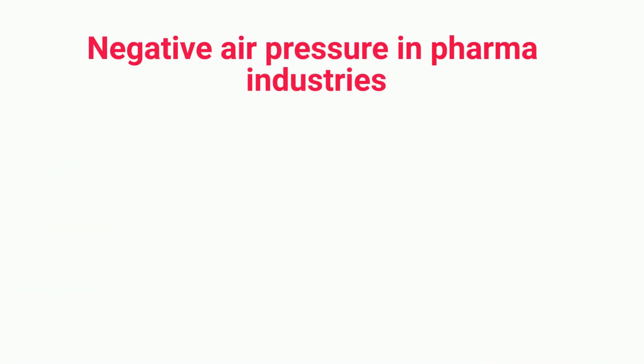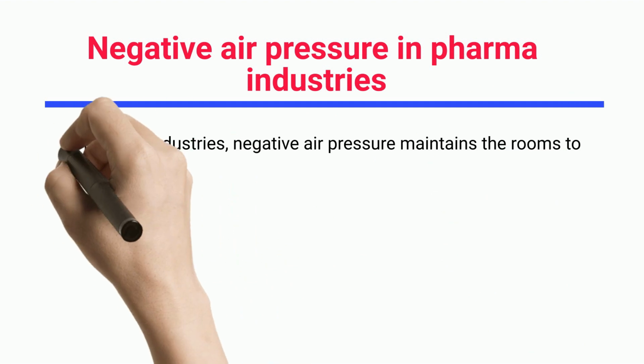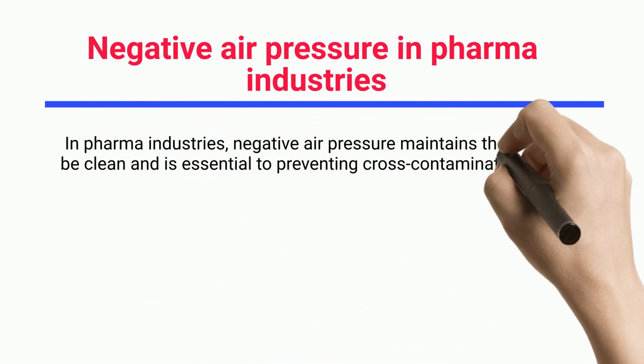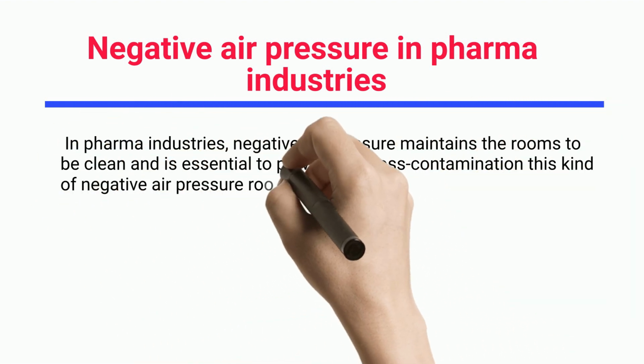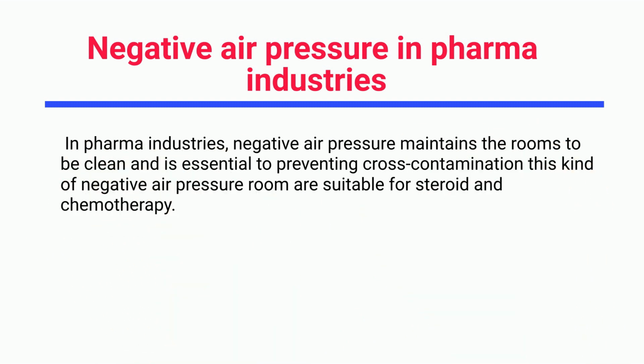Negative air pressure in pharma industries. In pharma industries, negative air pressure keeps the rooms clean and is essential to preventing cross-contamination. This kind of negative air pressure room is suitable for steroid and chemotherapy.